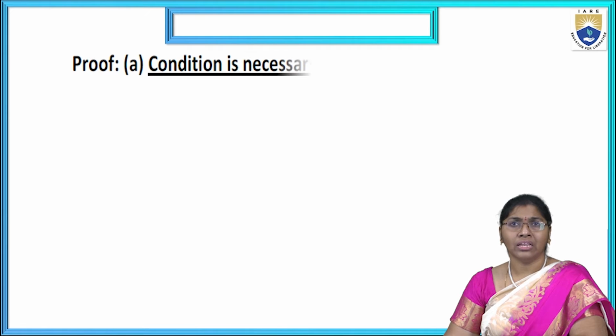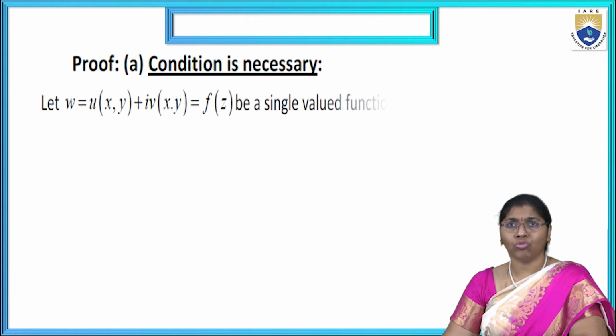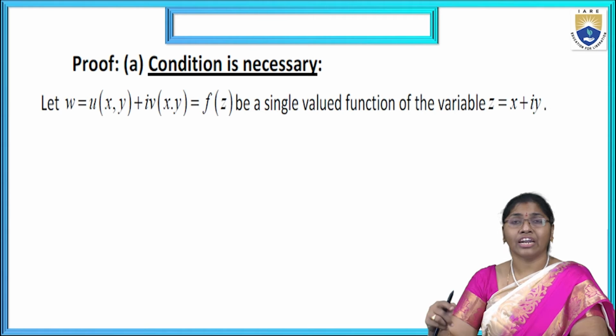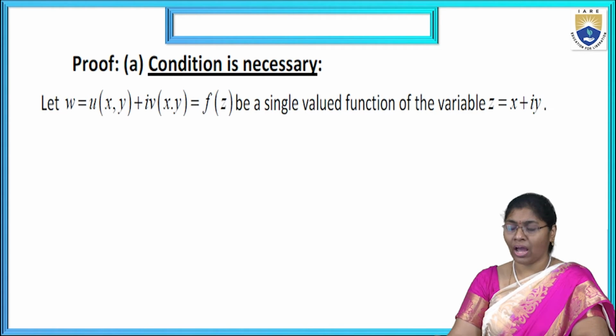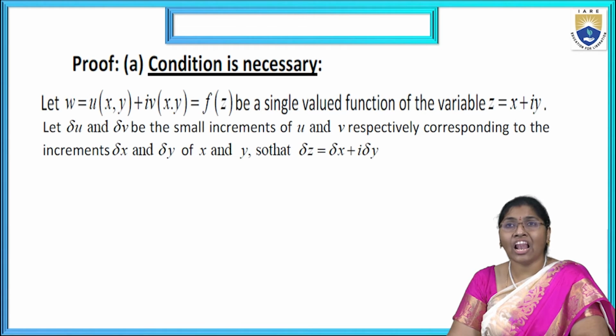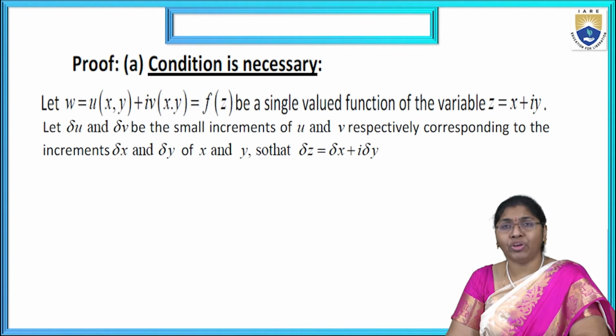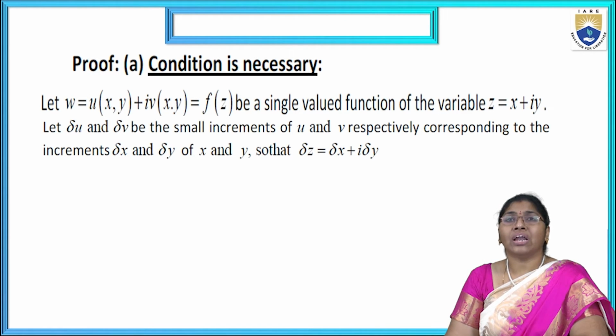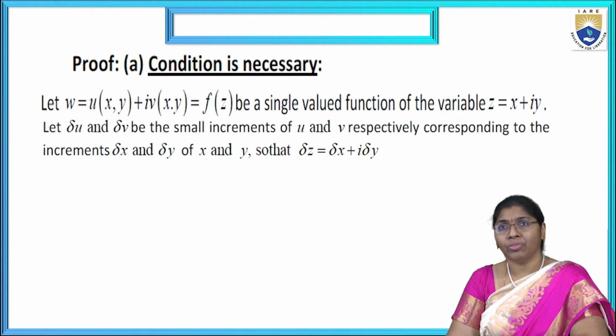Now the proof of that property. First, I am choosing the necessary condition. Let w equal to u of x comma y plus i into v of x comma y, that is equal to f of z, be a single valued function of the variable z equal to x plus iy. Let delta u and delta v be the two small increments of u and v respectively, corresponding to the increments delta x and delta y of x and y, so that delta z equal to delta x plus i delta y.